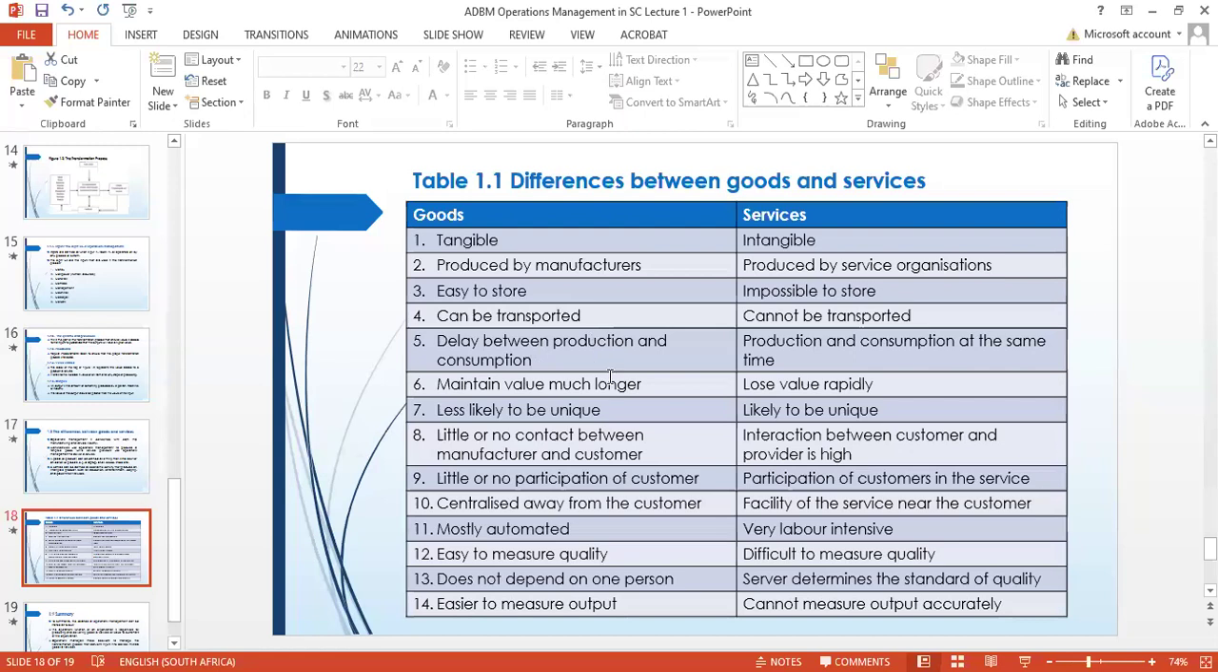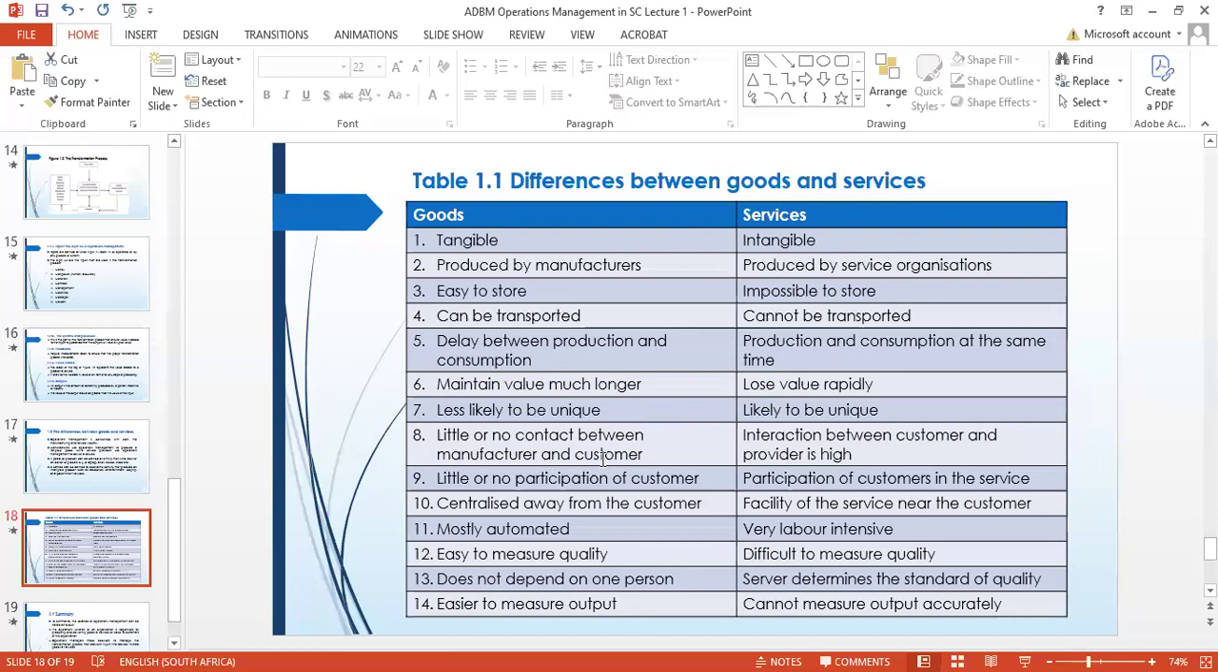Number 6, a good maintains value for a long time, and a service loses value quickly. Number 7, less likely to be unique. We're not talking of a good, but a service, they are likely to be unique. The way services are provided by various individuals or businesses is different. We're not saying we don't have different products, they are there, but it's less likely to be unique.